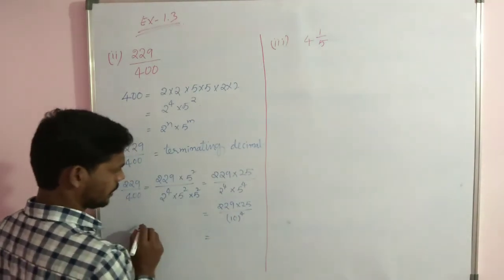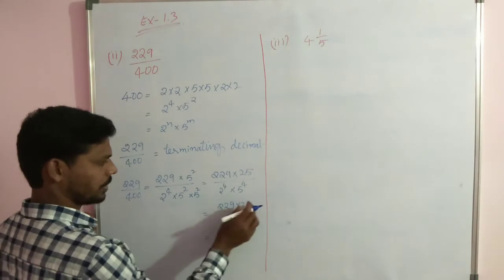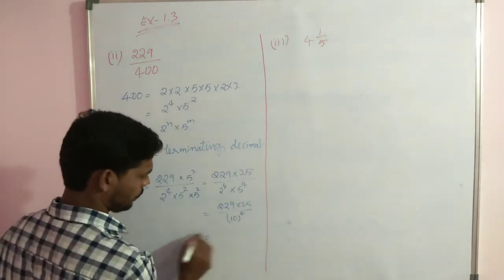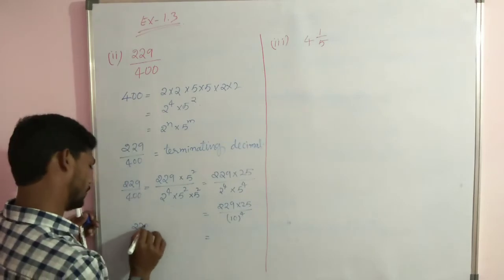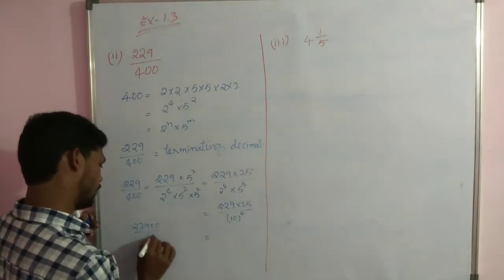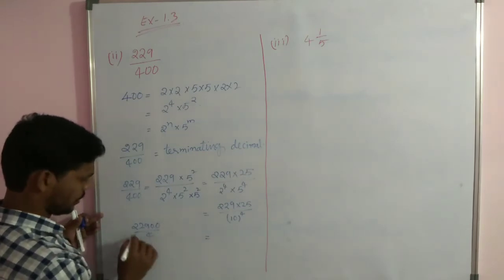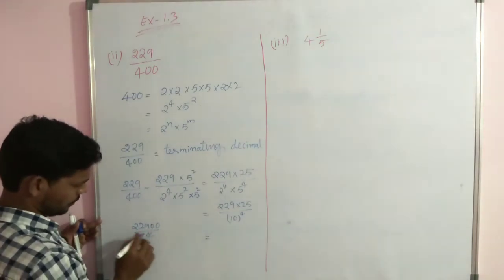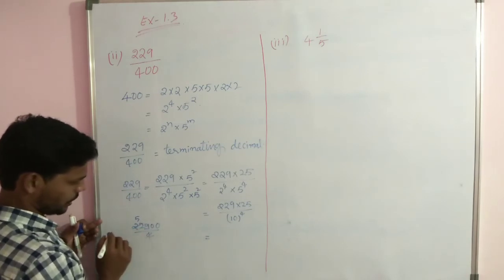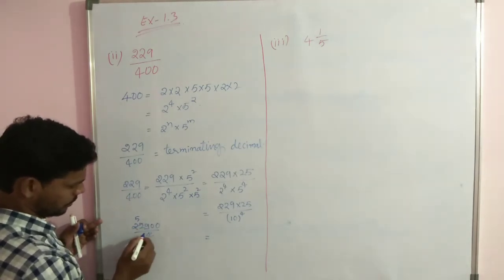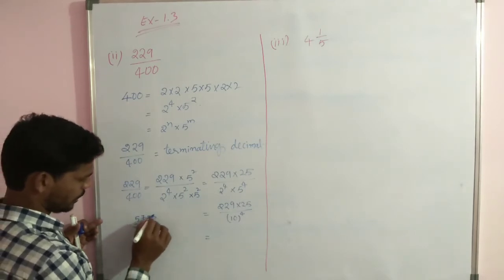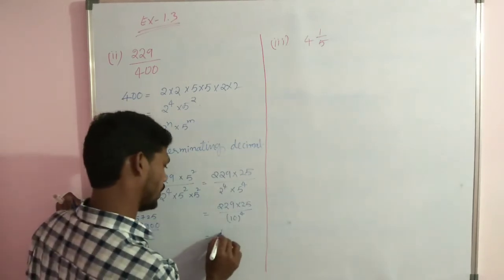Otherwise, 25 can be written as 100 by 4. So 100 by 4, 229. In the 4 table, 4 fives are 20, 2 remaining, 4 sixes are 24, 4 sevens are 28, 4 twos are 8, 4 fives are 20. So 5725.